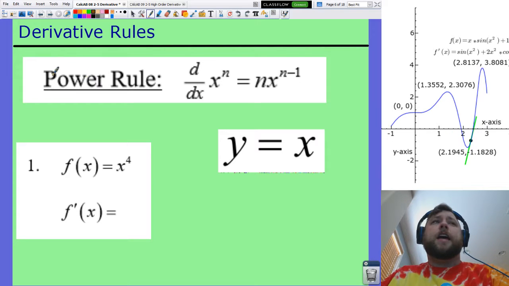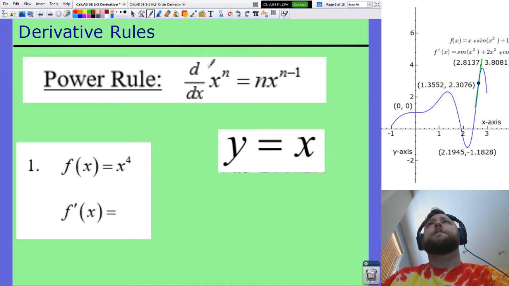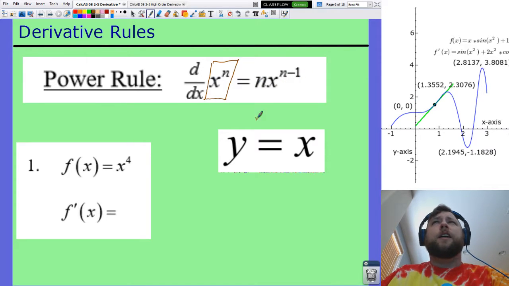Okay, write this down. Power rule. This is one of the rules that you can use to find a derivative function. The derivative of x to the n power, where n is any integer, is n times x to the n minus 1. Let's do some examples. If f of x was x to the fourth, f prime of x would be, what you do is you take that exponent out as a coefficient, so 4, and then subtract 1 from that exponent, so x cubed.